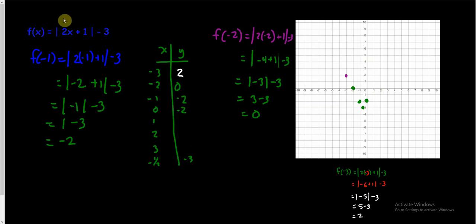So if we put a 1 in there, 2 times 1 is 2. 2 plus 1 is 3. 3 minus 3 is 0. So 1, 0. And I bet if I plug a 2 in, I'm going to get 2. Let's look at it. 2 times 2 is 4. 4 plus 1 is 5. Absolute value, that's 5. 5 minus 3 is 2. Oh, yeah. So, what was it? 2, 2. So I can see my V shape.